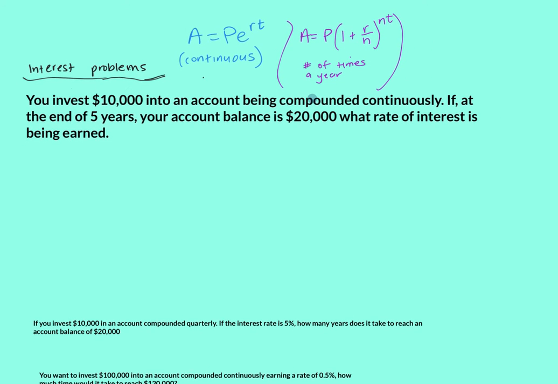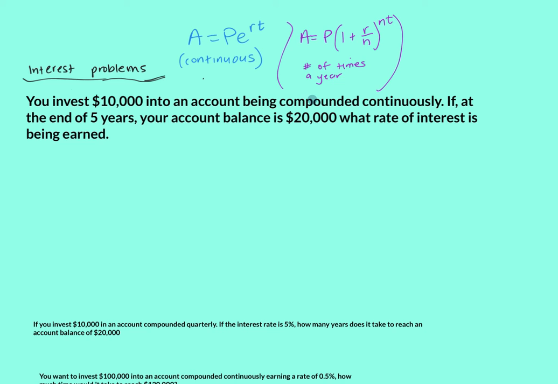So if you look at the first one that's there, it says you invest $10,000 into an account being compounded, and there it is right there, continuously, right? If at the end of 5 years your account balance is $20,000, what's the rate of interest being earned? What's different between these and what we did before is that before, you had how much you put in, the rate, and the time, and you were looking for how much was left at the end. So we just plugged everything in, and there will be a question just like that. These are a little bit different because I now have how much I put in. So this is my P. I have the number of years, which is t, and I have the balance at the end, which is A. What I don't have is r.